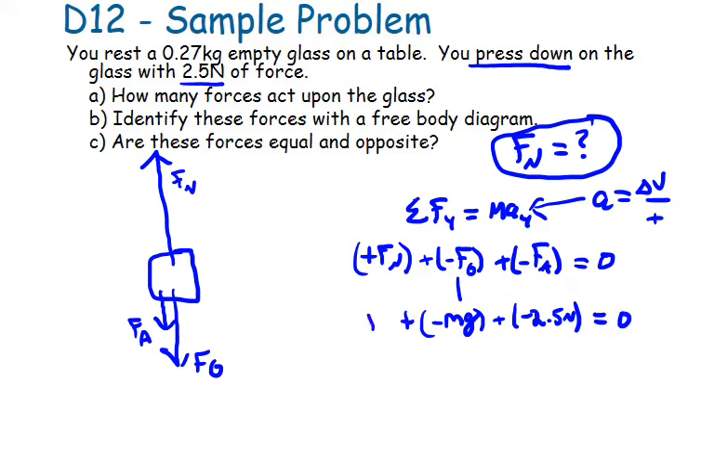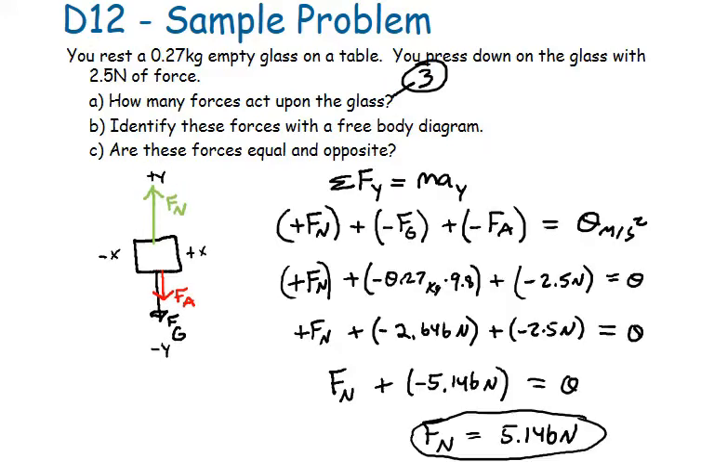So go ahead and pause the clip and see if you can determine the normal force. Okay, so we should get for the normal force 5.146 newtons. A common error here is to forget that it's mass times 9.8. So it's the mass in kilograms times 9.8 to get the force of gravity, and then we can determine the normal force from there.